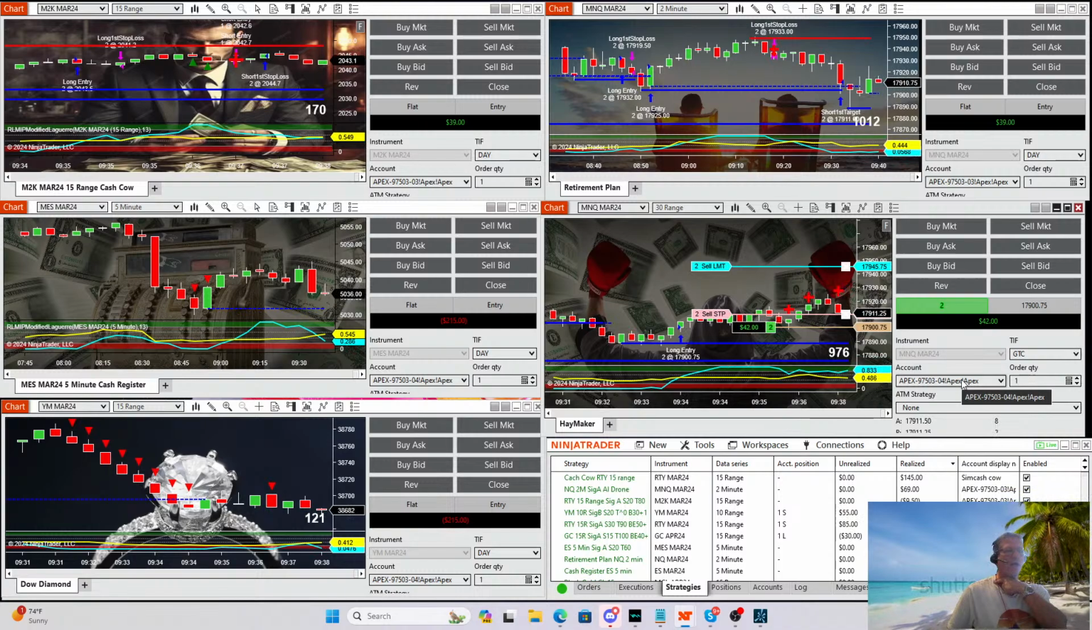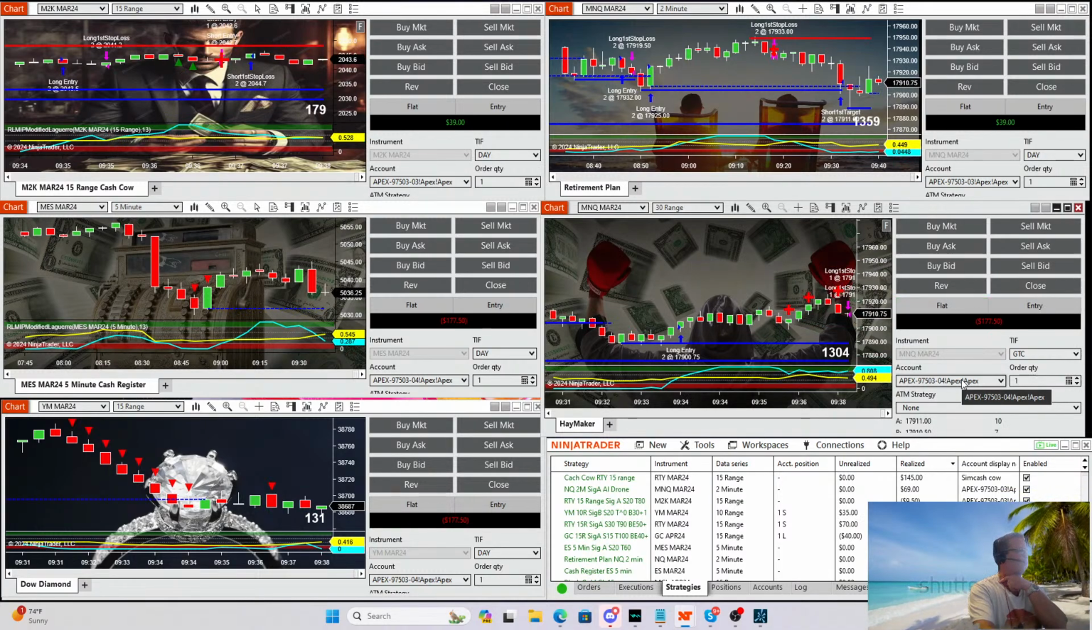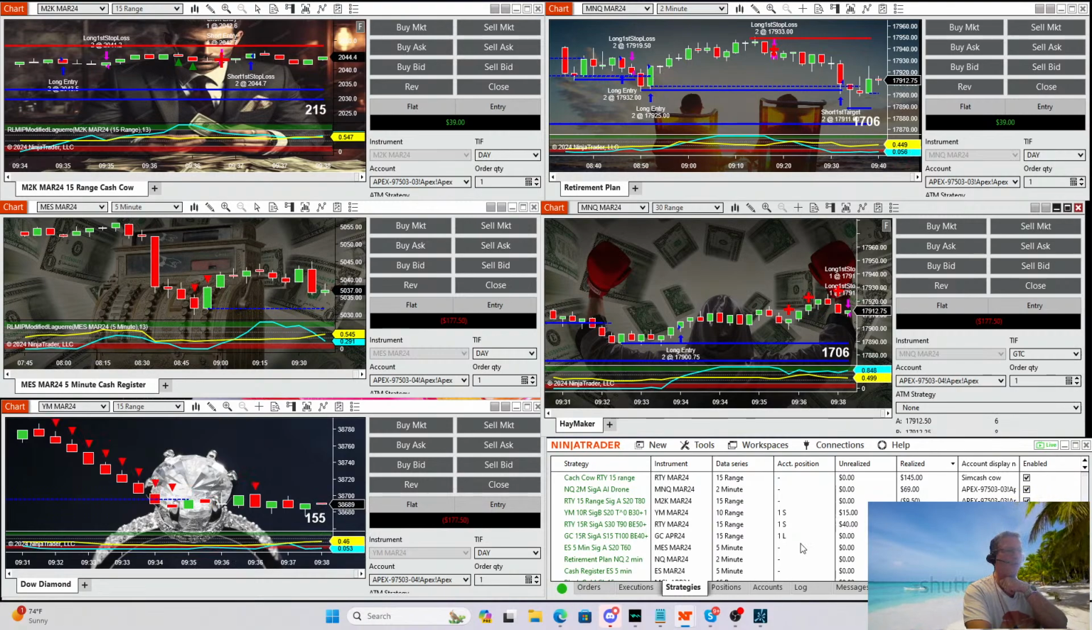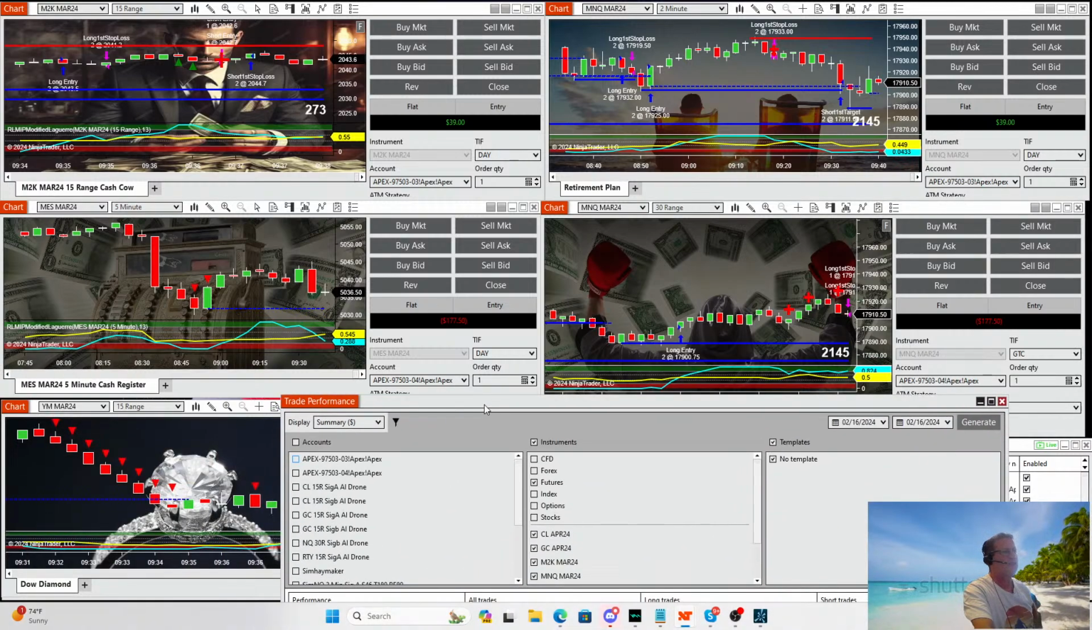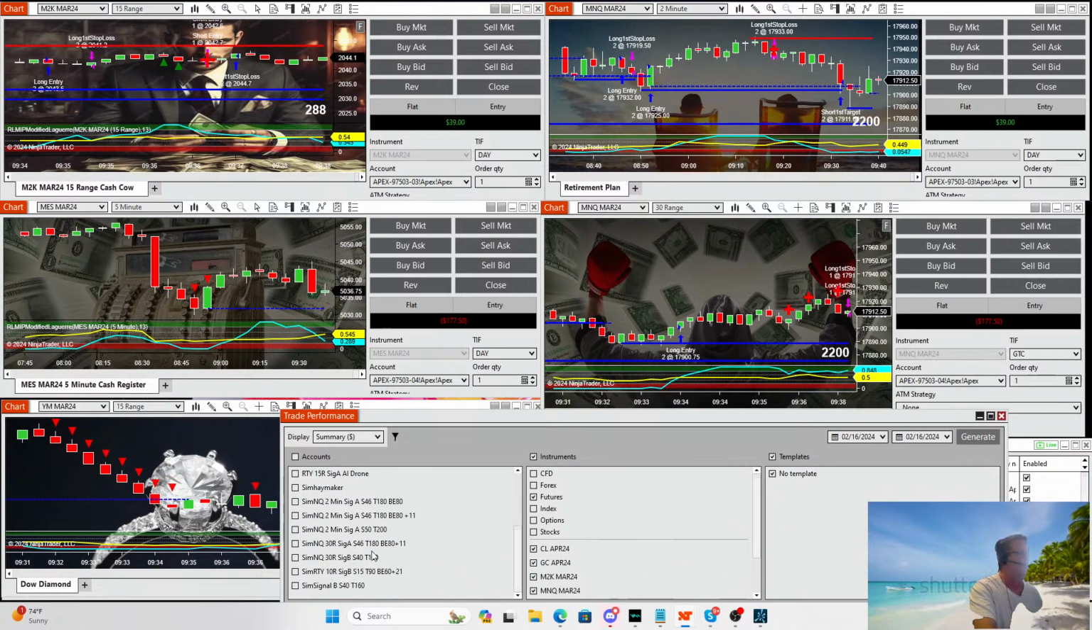Yeah, YM10 range. Jumped into a trade. Trying to think if that was the, let me go back on my performance. Let's look at the difference between, I think that's the one Mark said was doing well. The YM10 range versus the YM15 range.